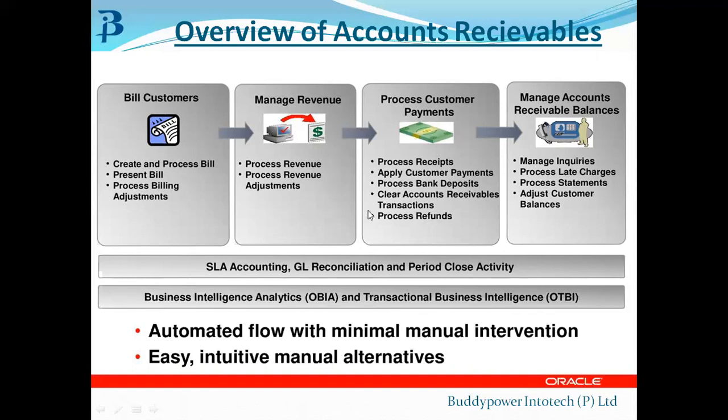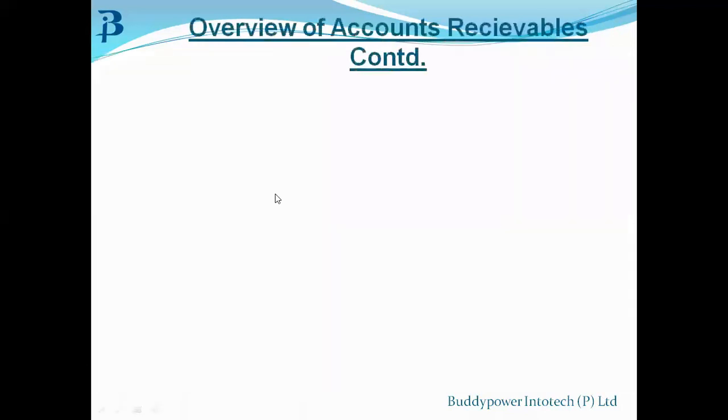All right, so here what we do is we use the revenue management work area to perform tasks related to revenue recognition and revenue adjustments. So you run the recognize revenue program to generate revenue distribution records for invoices and credit memos that use invoicing and revenue scheduling rules.